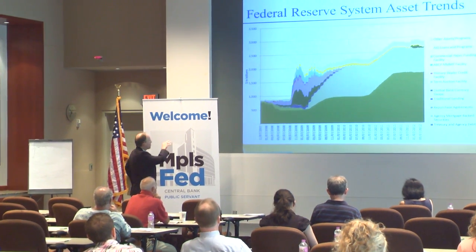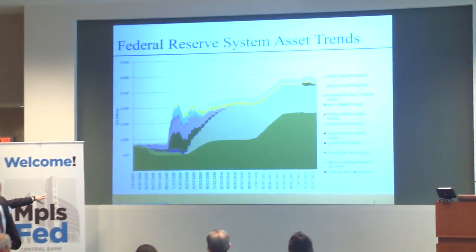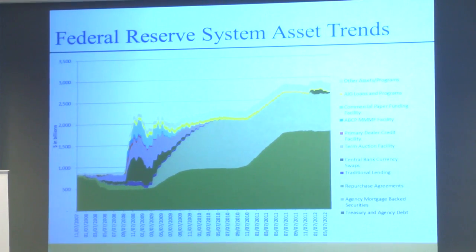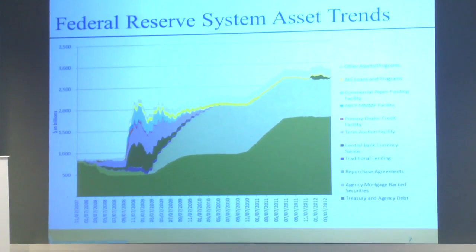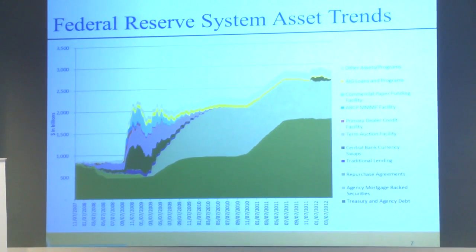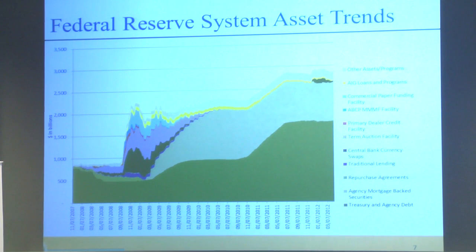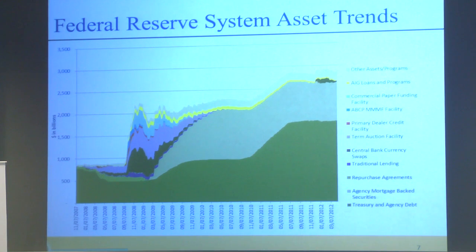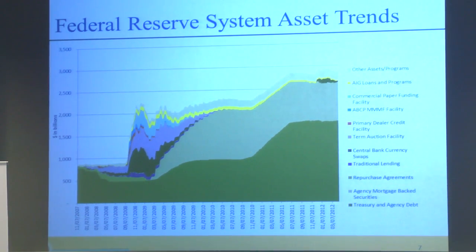Just to kind of orient you here, we go from the end of 2007 into March of 2012. If we'd gone to June of 2012, it hasn't changed much in the last 3 months. So you've got that period of time. You've got the change in the Federal Reserve System assets. We go from about $900 billion to, we were about $2.9 billion at the end of 2011. So it's roughly tripled.